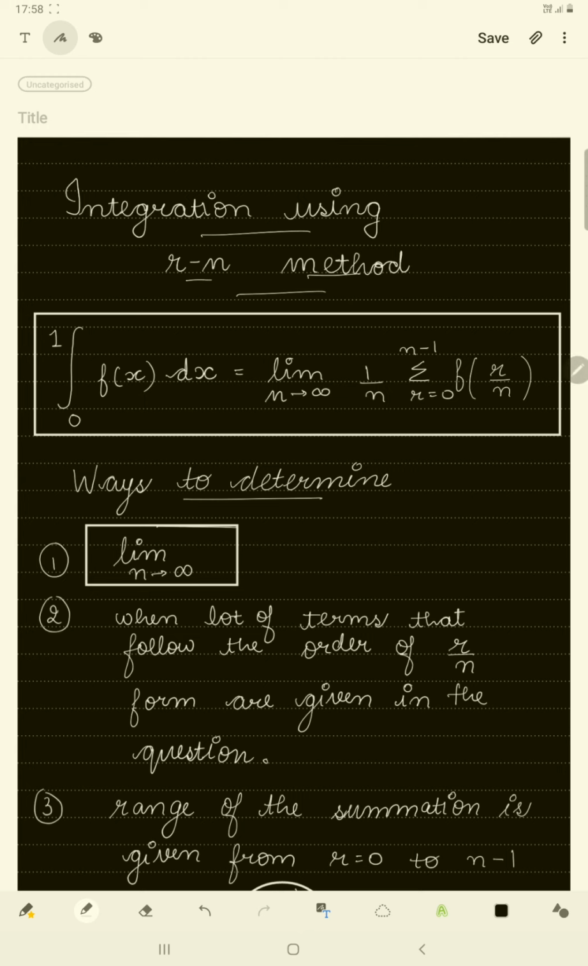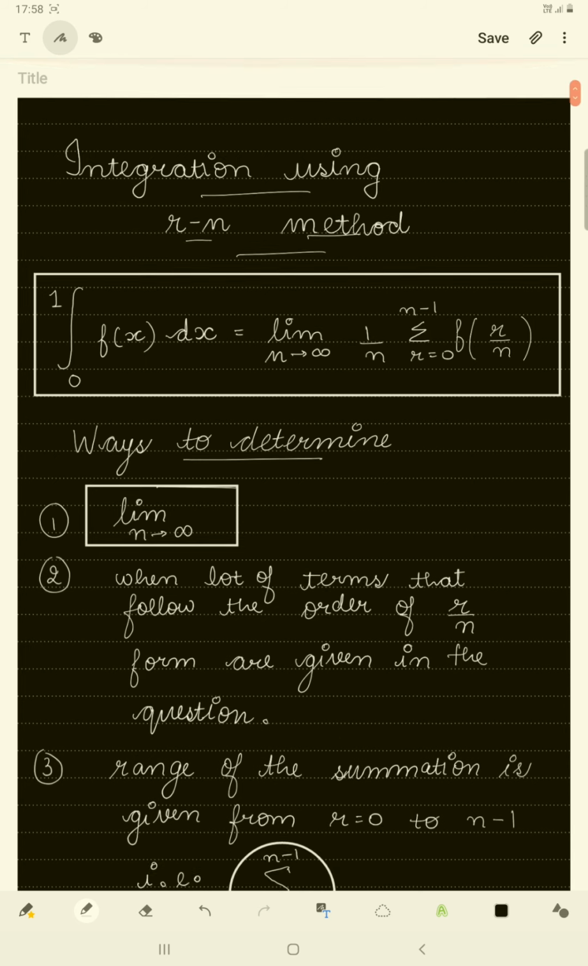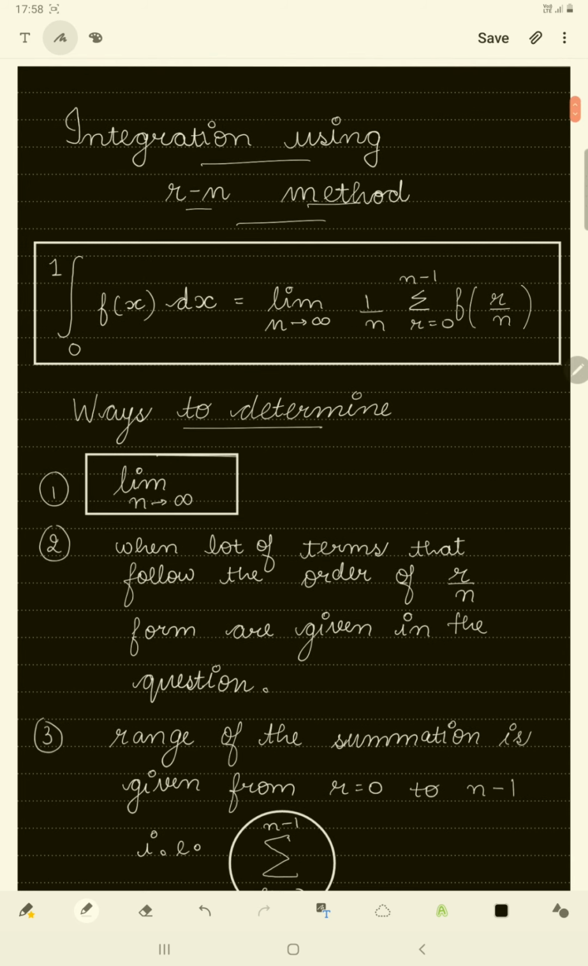This is a method used to solve limit questions, where we convert the limit into definite integration form and then solve it further. We have already covered continuity, differentiability and limits. You can go and watch that playlist before coming here.